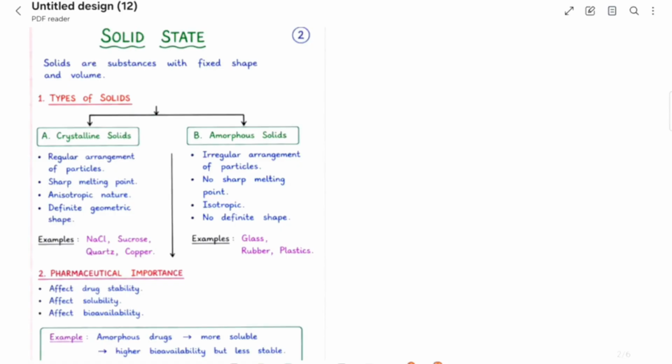Then what is the pharmaceutical importance here? The nature, whether it is crystalline or amorphous, is taken under consideration because it affects the drug stability, the solubility, and of course the bioavailability. For example, amorphous drugs are more soluble and have higher bioavailability, but they are less stable as compared to crystalline.